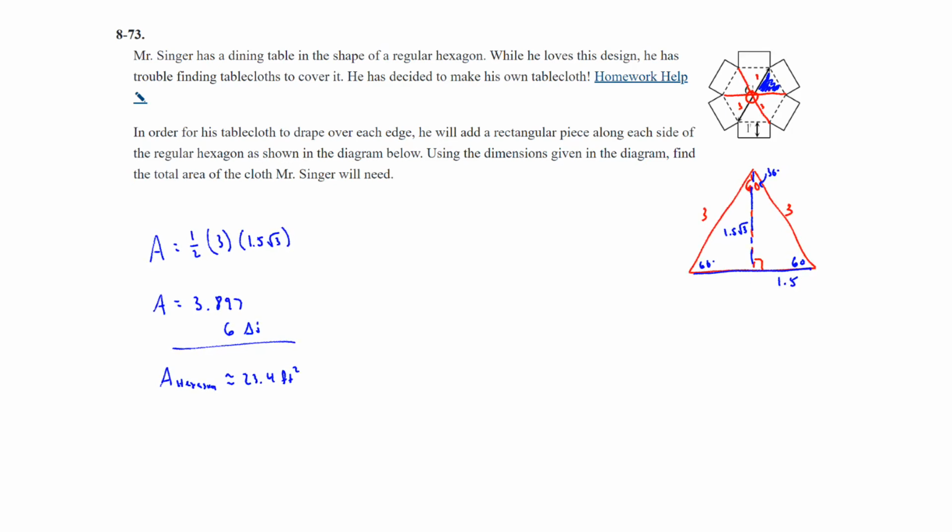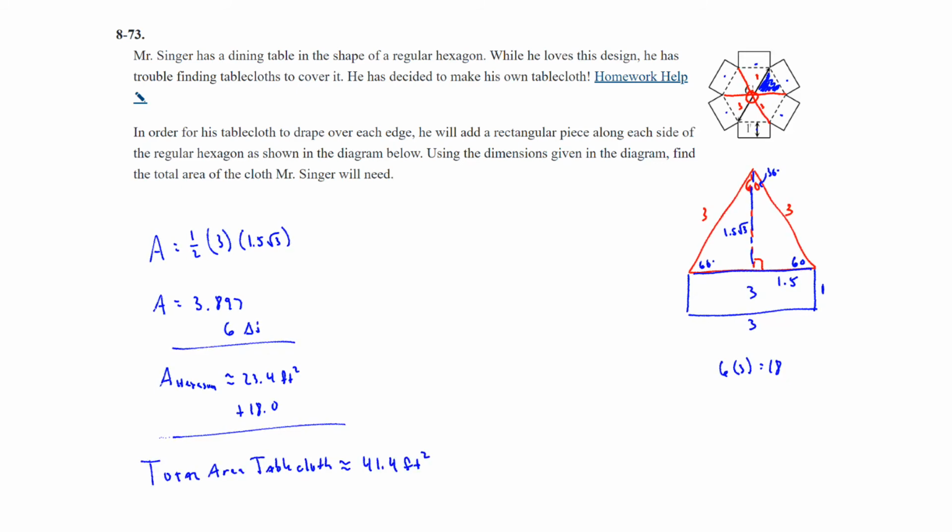Now we have to add, in addition to those, these tablecloth pieces. So you can see it's 1 foot. If I take that off to show you the triangle, we know this is 3, because that was the length of the base of the triangle, and then we know this is 1. So each of these additional rectangles is going to have an area of 3. So you have 1, 2, 3, 4, 5, 6 again. 6 times 3 is 18. So that gives you an additional 18 square feet in the tablecloth. And so once you add that in, you get a total area of the tablecloth of approximately 41.4 feet squared.